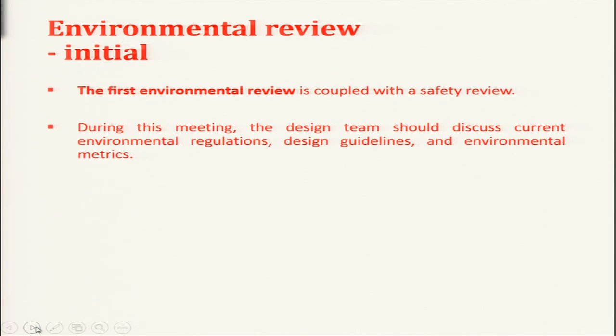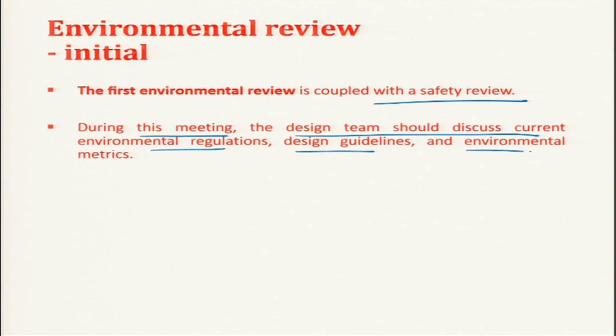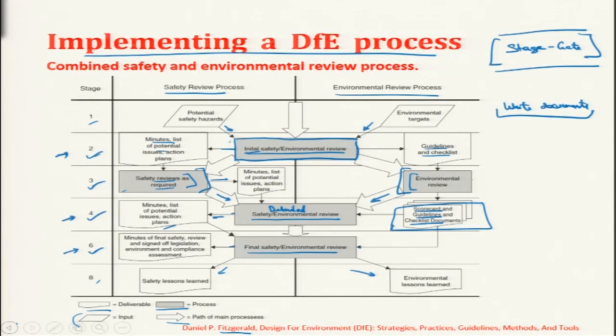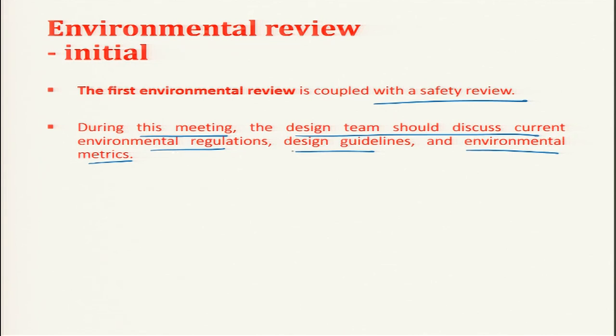Then in environmental review, the initial environmental review that was there in the initial stages, the first environmental review is coupled with a safety review. During this meeting, the design team should discuss current environmental regulations, design guidelines and environmental metrics. This is what he suggested. So, there is a meeting that is to be held in stage 2, where we have the initial environmental review. Here we have initial environmental reviews in stage 2. This meeting discusses the environmental regulation, design guidelines and environmental metrics.